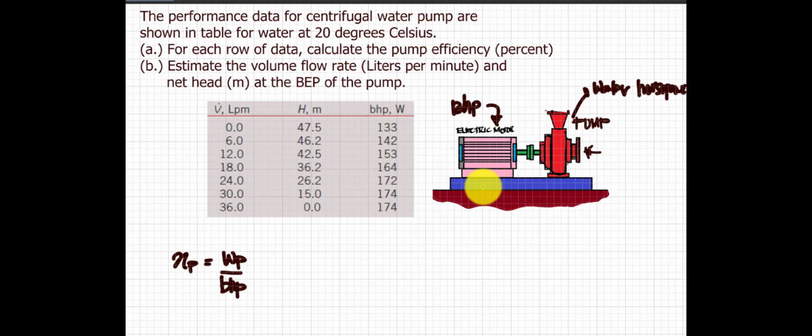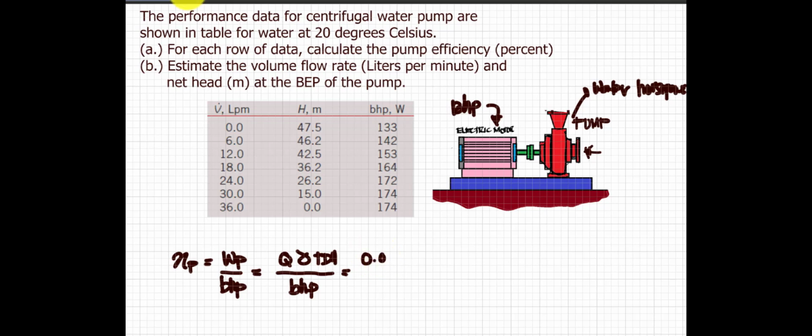So if we can still remember, our water horsepower is equal to your volume flow rate multiplied by the specific weight, then your total dynamic head. Then this is divided by your brake horsepower, which is given already in the problem. Now for our volume flow rate, for example here, let's start with 0.0. So if the volume flow rate is 0.0, usually if it's 0, automatically when you multiply, that will be 0.